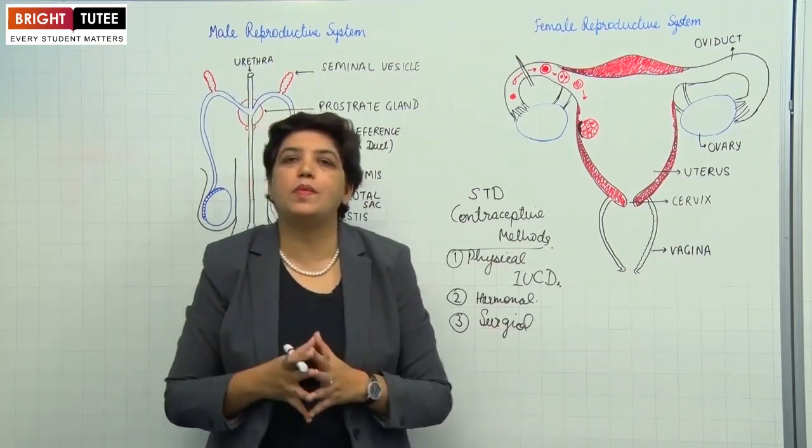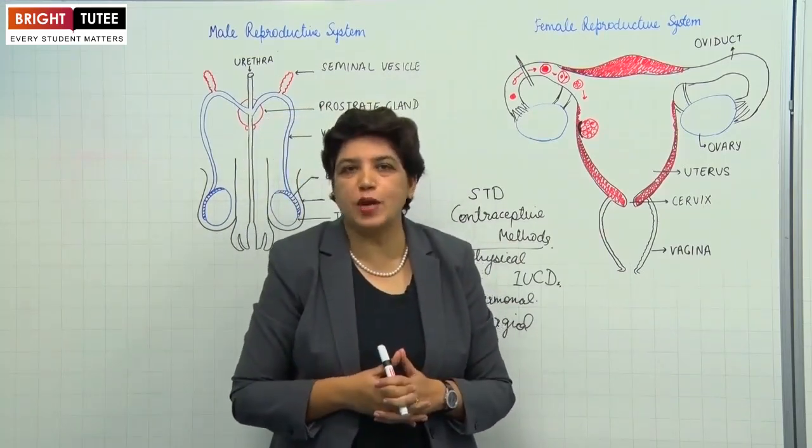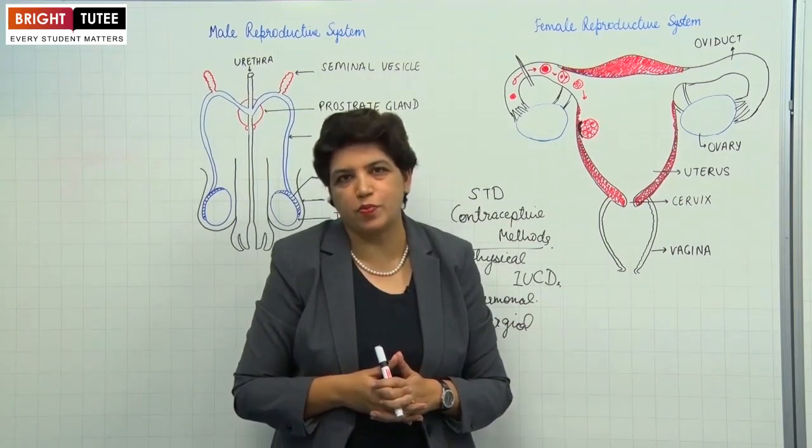So this is all about the reproductive system in humans. With this, we complete our chapter, How Do Organisms Reproduce?